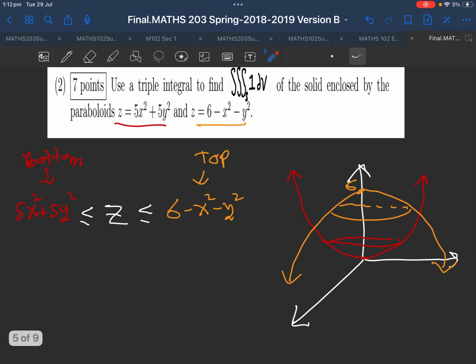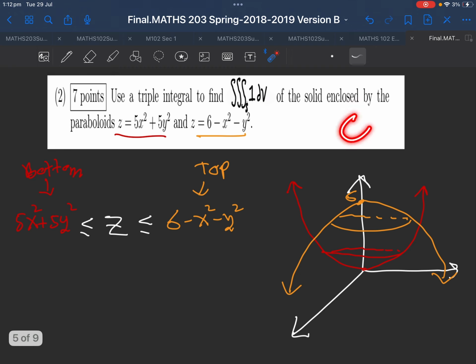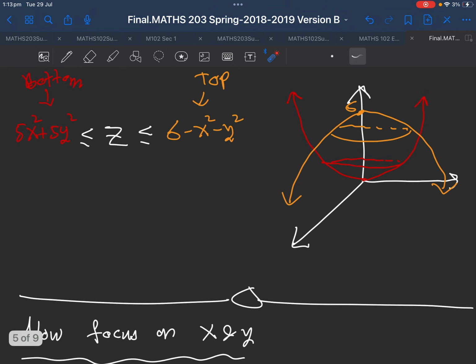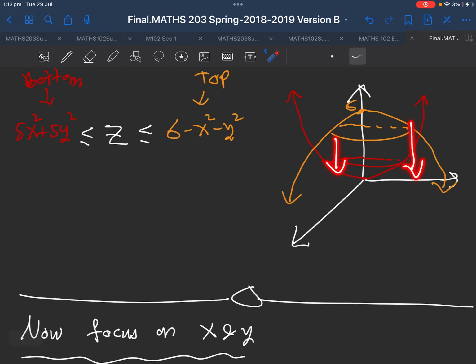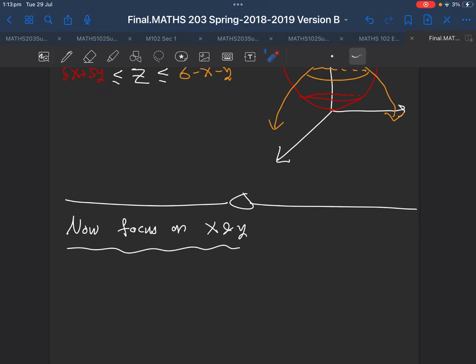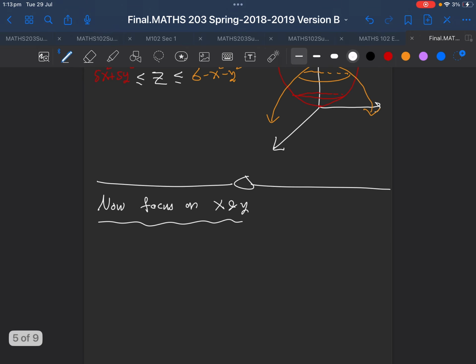Now, imagine, to find the projection, as usual, somebody is standing here and looking downward. What he will see from his point of view is only the big circle, which is the intersection between them. Because if we just do a projection, what we get is a circle, and the biggest one will go from here all the way to here. So if we focus on x and y, we need to find the intersection between them.